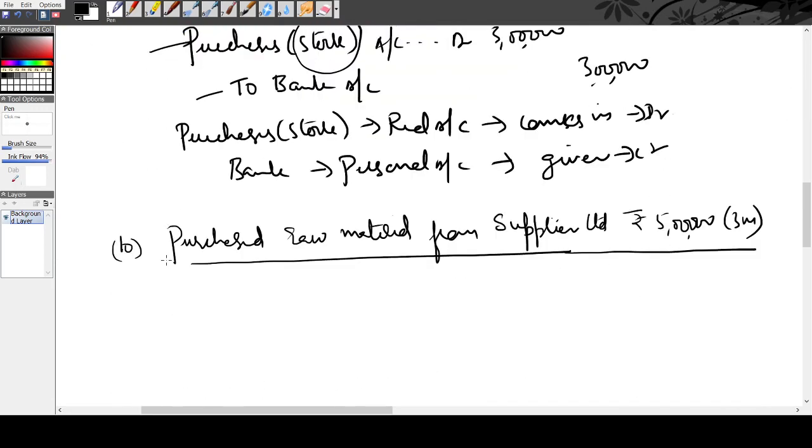Now the next transaction: purchase raw material from Supplier Limited, rupees 5 lakh. So there is a vendor whose name is Supplier Limited. We are again purchasing raw material from them for rupees 5 lakh and they have given us 3 months time of credit. Here we are not mentioning whether we have paid cash or check. The vendor is giving you time to make the payment, and it is common in businesses that vendors will give you some time to make the payment.